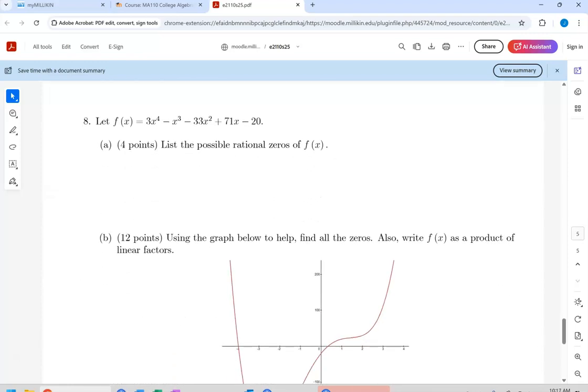And then last one here, listing out possible rational zeros. What do you look for for possible rational zeros?